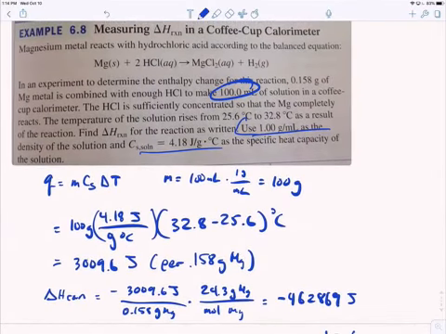This has 3 sig figs. This has 2 sig figs. Huh. The book is wrong. Oh well.